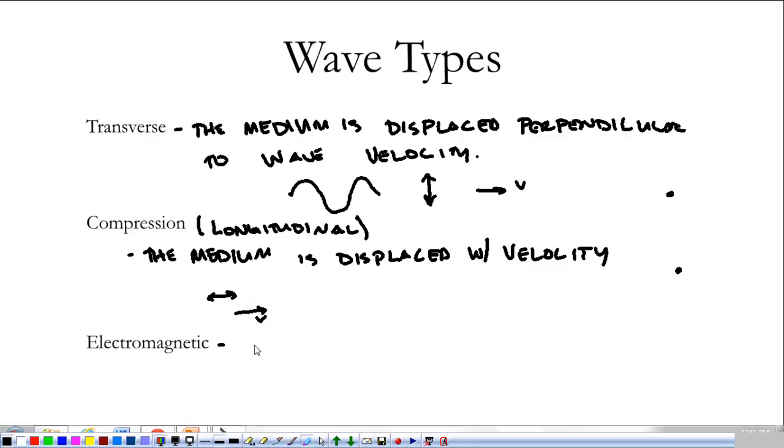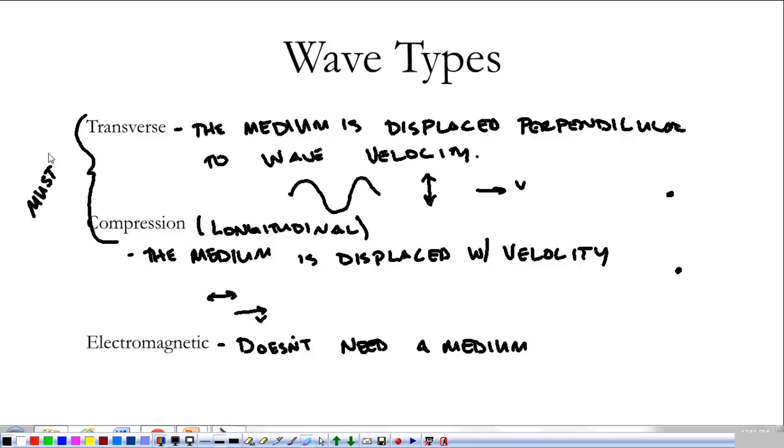Now, an electromagnetic wave, again, is different, but what's notable about it is that an electromagnetic wave doesn't need a medium. This is how we get light from the sun. In fact, stuff gets in the way. Electromagnetic waves can travel in a vacuum. Compression waves and transverse waves cannot. They must have stuff to move. And electromagnetic waves don't. They are not completely independent, but they can move without a medium.